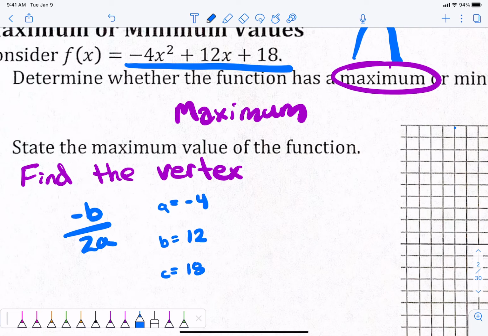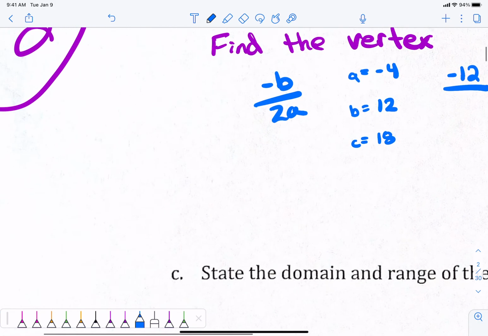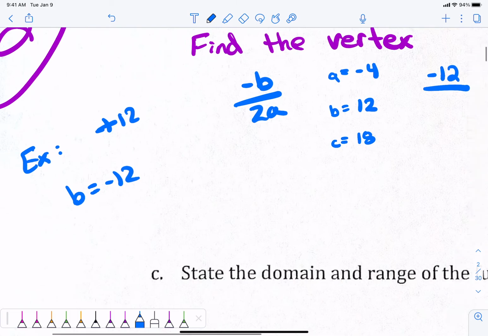All right, let's do negative B over 2A. So negative B, negative 12, would be negative 12. Okay, hold on just a second. Just for example, what happens if your B instead was negative 12? You'd put positive 12. It would be like negative negative 12, which would be positive 12, right? Does that make sense?